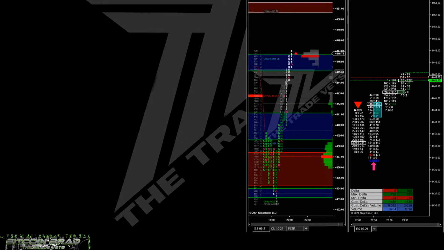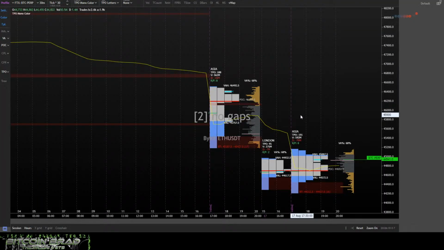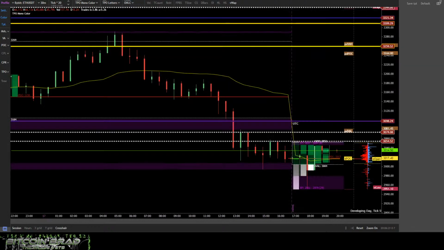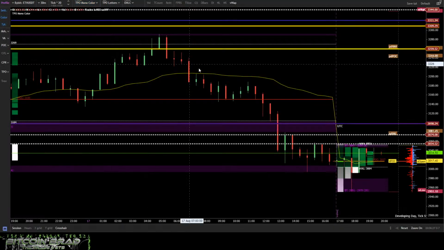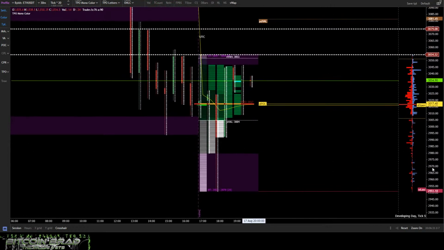The simplest form, and what I like to use the most, is to watch price and how it acts at certain levels. So let me pull up EXO charts. We're getting that gray box on the right side. Okay. So we're seeing some buyers tried to come in on Bitcoin.